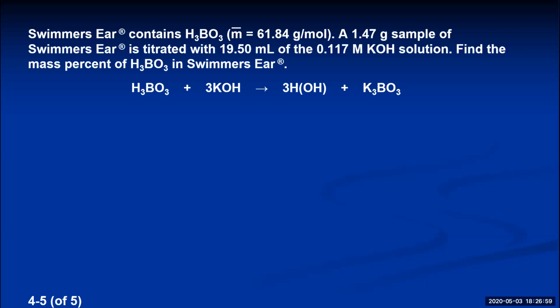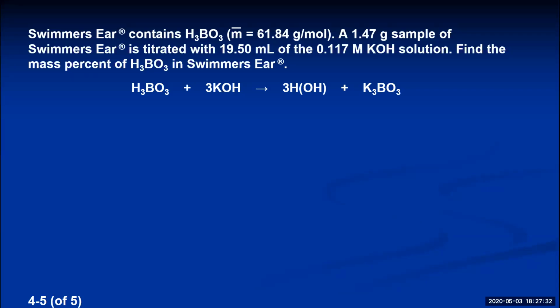To balance the equation, we need a 3 in front of the KOH to balance the potassiums, and then a 3 in front of the water to balance the hydroxides and the free hydrogens. So this is our balanced equation. If you're trying to find the mass percent of boric acid in Swimmer's Ear, we need to know the number of grams of boric acid, and then we're going to divide it by the number of grams of Swimmer's Ear. If it ever says find the percent of, it's then going to tell you what you're going to divide. Boric acid divided by Swimmer's Ear.